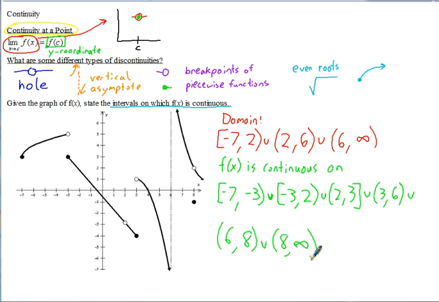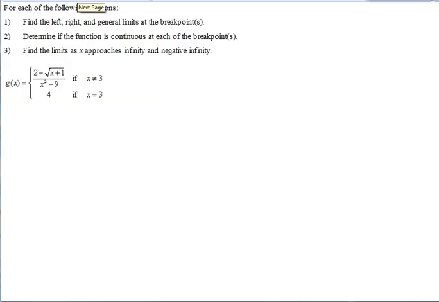Okay. So notice the domain and continuous intervals are similar, but they're not exactly the same, because we have to stop more often on the continuous intervals. Every time it's discontinuous we have to stop, whether or not it's in the domain. Okay, now let's take a look at some piecewise functions and find some different information about them.